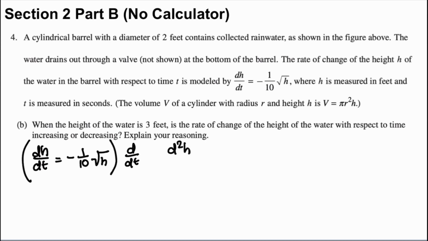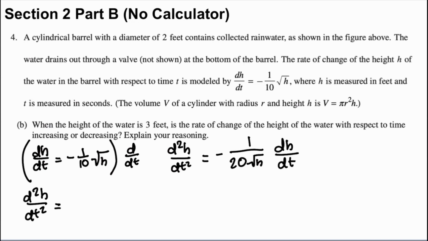So we're given that the second derivative of h with respect to time is equal to, now we need to be careful. We're going to take the derivative of this 1/10 root h. The derivative of root h is 1 over 2 root h. And so when you multiply that by negative 1/10, you're going to get negative 1 over 20 root h. This root h is in the denominator. And this is kind of like a mini chain rule. We're going to multiply this by dh dt because the derivative of h is dh dt. And we are given that dh dt is equal to negative 1/10 root h. So I'm just going to rewrite this down here.